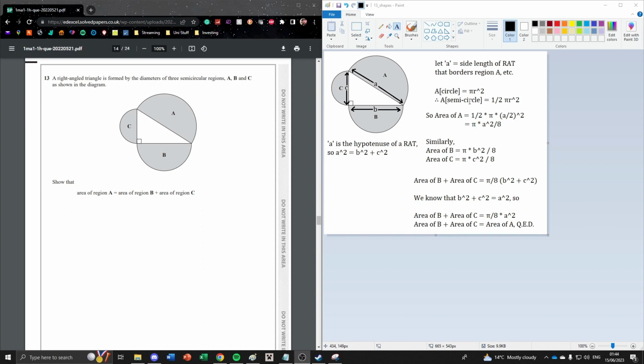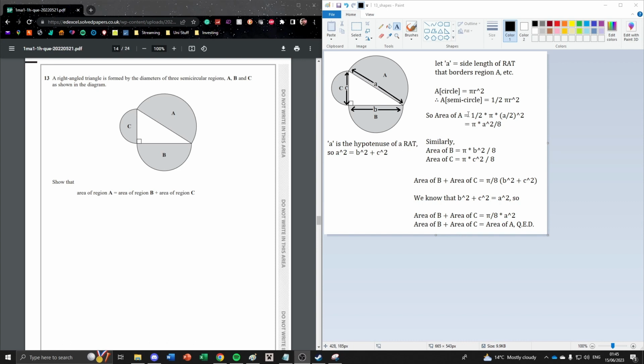The area of a circle we know is pi r squared, and so the area of a semicircle, obviously just being half of a circle, is a half pi r squared. So the area of capital A is going to be a half times pi times (a divided by 2) all squared. A divided by 2 because obviously a is the diameter of this region, and so the radius is just half that, which is of course a divided by 2. So if we multiply this all together and expand these brackets, we're going to have a half times pi times a over 2 all squared, which is going to give us a squared divided by 4. So putting that all together, we have pi times a squared divided by 8.